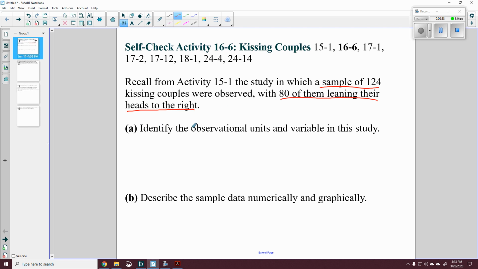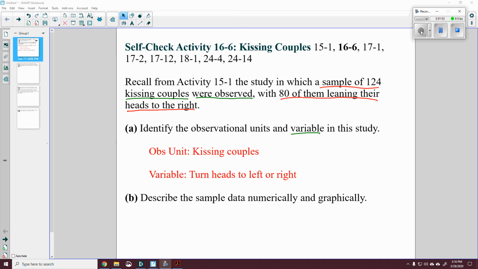So first it says identify the observational units and variable in this study. Well, the observational units are the kissing couples, because that's who we observed, right? And the variable is which way they turned their heads. Did they turn their heads to the left or did they turn their heads to the right? I wrote that down here in red so you can refer back to it.